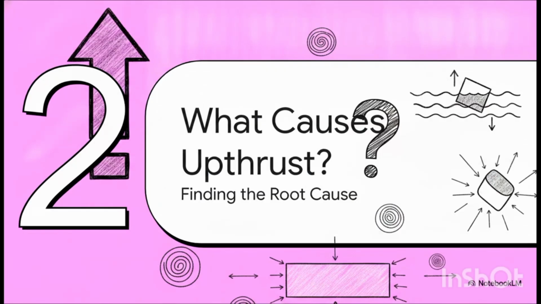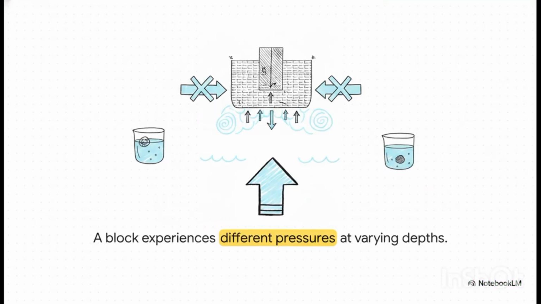Moving right along to Section 2, what actually causes this upthrust to happen? Take a look at this block completely underwater. It perfectly shows why upthrust exists in the first place. If you remember your basic physics, pressure in a liquid acts in all directions at once, but crucially, it increases with depth. The deeper you go, the higher the pressure. Notice how the horizontal forces on the left and right sides are at the exact same depth. That means they perfectly cancel each other out. But check out the top and the bottom.